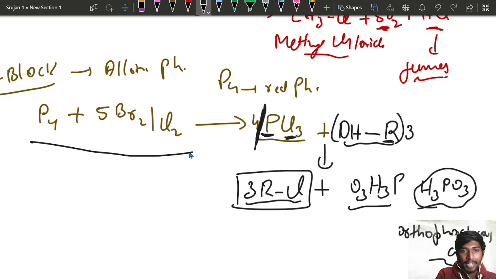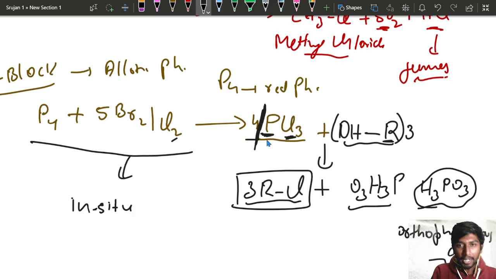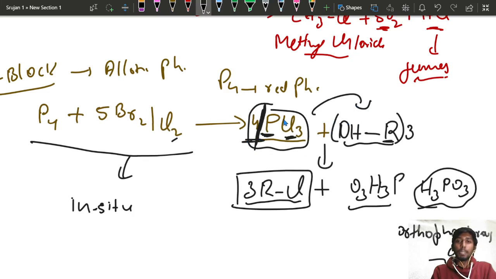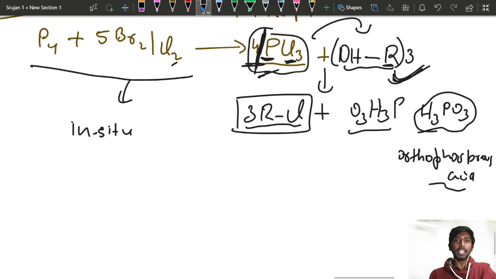Why did I do this? You have to prepare this in situ, meaning as soon as you prepare it, you have to react it with the alcohol. Otherwise this will get liberated out, or it will not react properly with you. It will not react easily, so only if you do the in situ preparation, you are getting good alkyl halides by reacting with the alcohols.